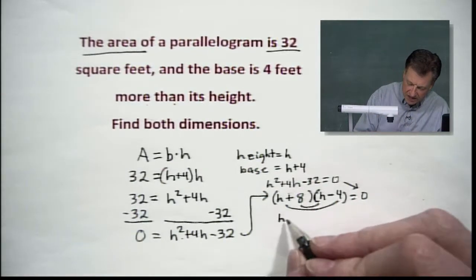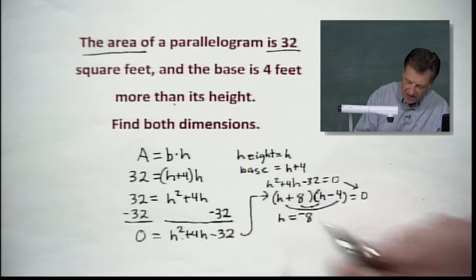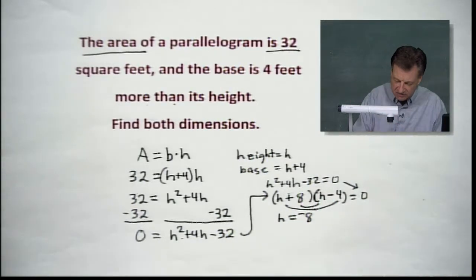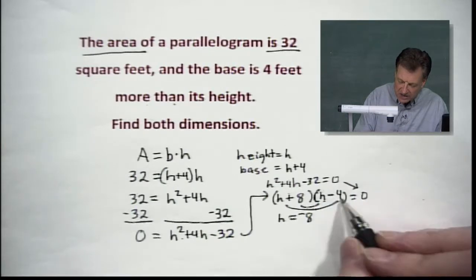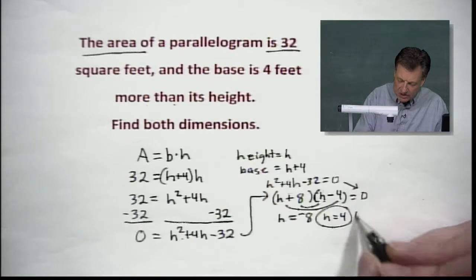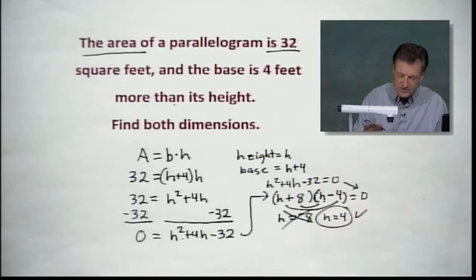We've got h could equal negative 8. Well, that doesn't make any sense. This is a parallelogram. It's a base, it's a height. It can't be negative. Over here, what minus 4 gives you 0? Well, that option is 4. I like that one. It's positive. Don't like this one. It's negative.